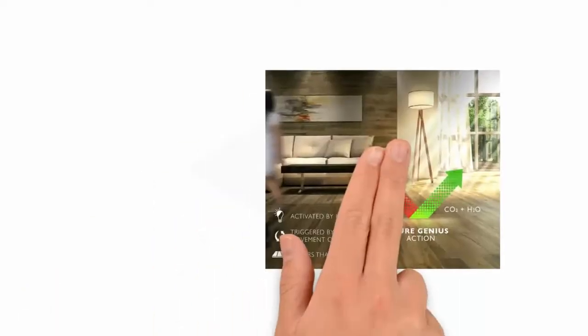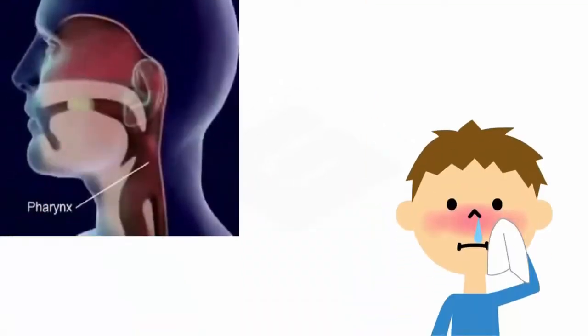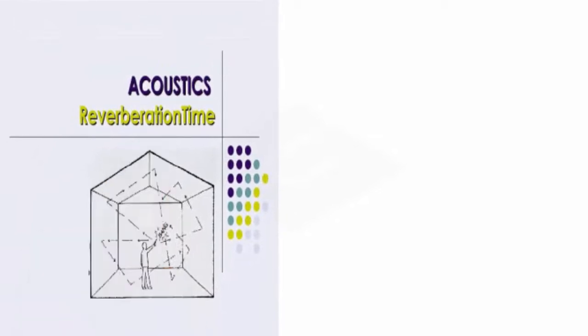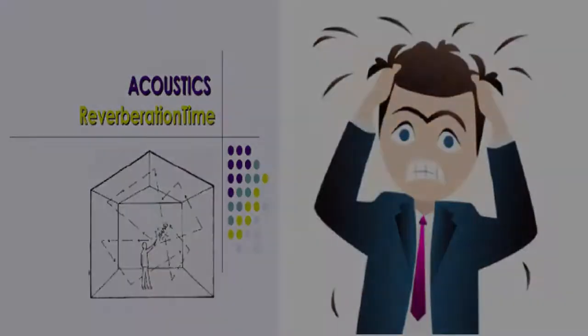VOC in flooring materials. To avoid inhaling VOC from flooring in buildings, which causes childhood asthma, leukemia, pharynx and nose irritation. Limits of reverberation time. The following are standard reverberation time, RT60, that helps in reducing stress and speech intelligibility.